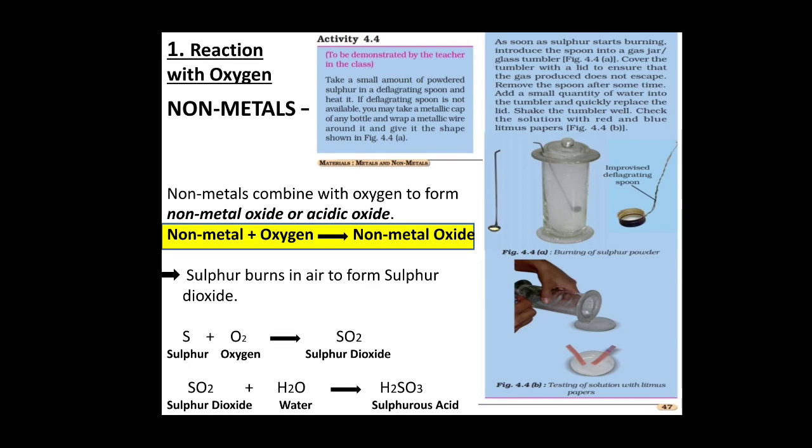Shake the tumbler well, check the solution with red and blue litmus papers. I have already told you what will happen. If one by one we put the litmus paper into that solution, what will happen? Red litmus will show no change, but when blue litmus is dipped into it, it will change into red color. So, we conclude that non-metallic oxides are acidic in nature, right.